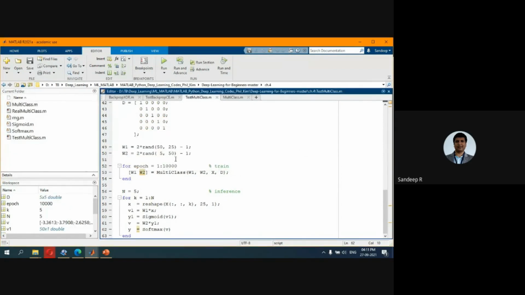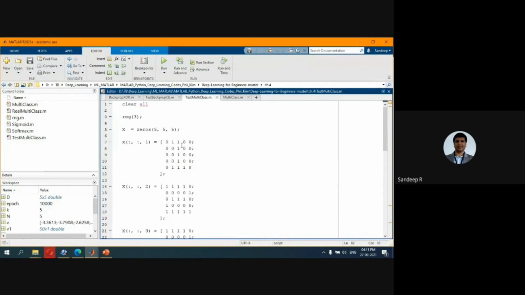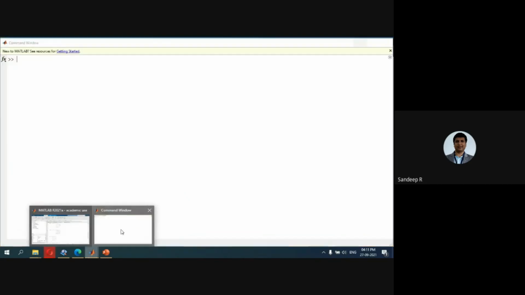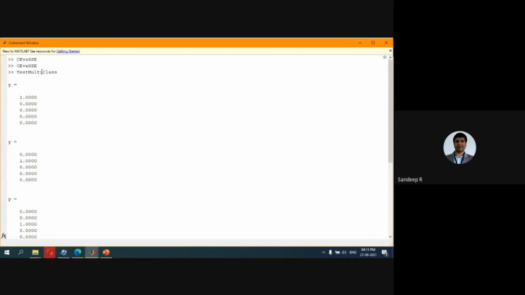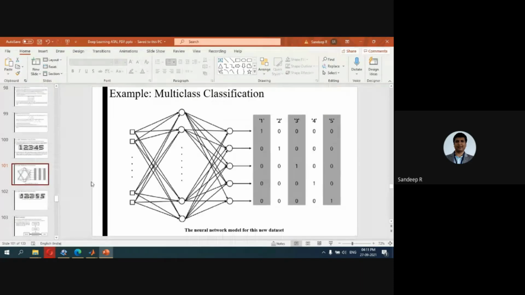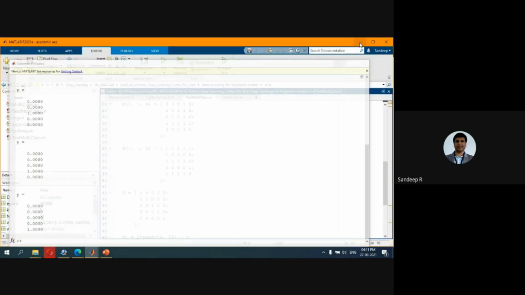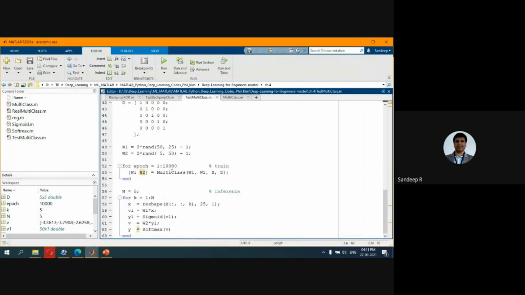Change folder. I should get the output for 1, 2, 3, 4, 5. So let me show the output now. Yeah, we've got the output, multi-class. The first one is 1 and the rest are all 0. The second one is a 2, so I'm getting 1 there. And 2, 3, 4, and 5. So we are getting exactly this output, and we have recognized the images correctly using this simple technique.